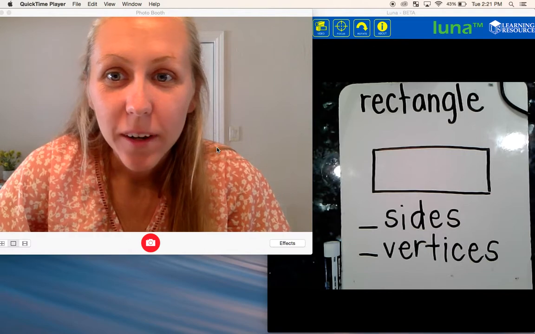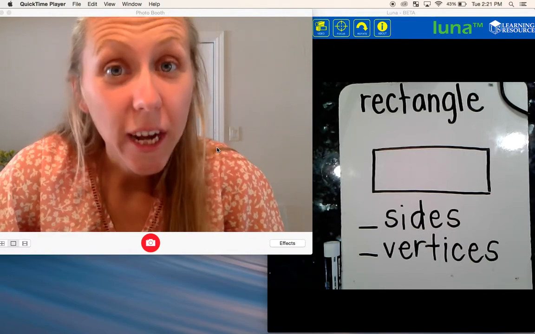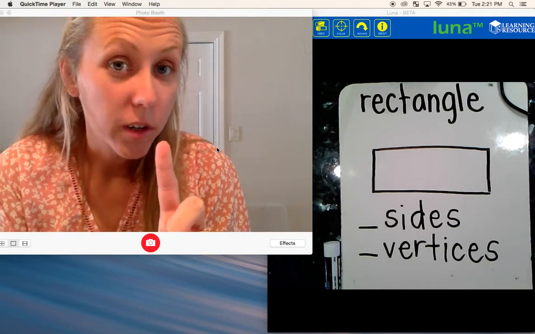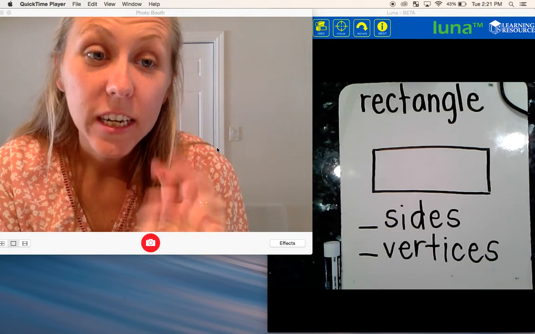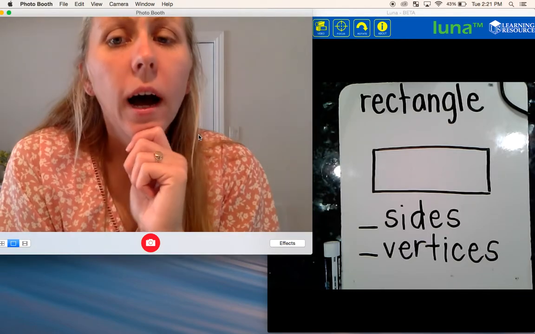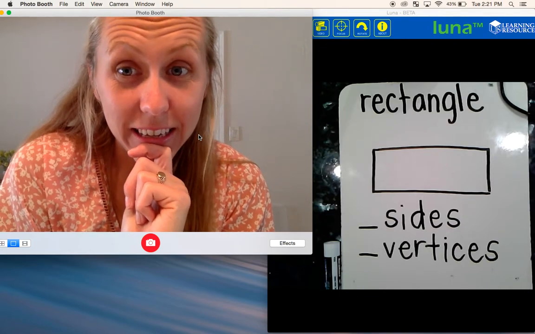For math today, we are going to be learning about the 2D shape called a rectangle. We have already learned about circles. We've learned about squares. We learned about triangles yesterday. Today, we're going to learn about a rectangle. Now, I want to know if you remember what a side is.